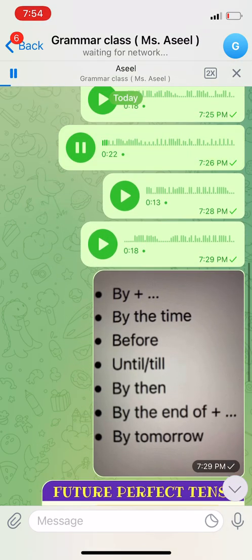The future perfect tense is used to talk about an action that will finish before a certain time in the future. For example, by 8 o'clock tomorrow, I will have taken off for Japan. By 8 o'clock tomorrow, I will have taken off for Japan.